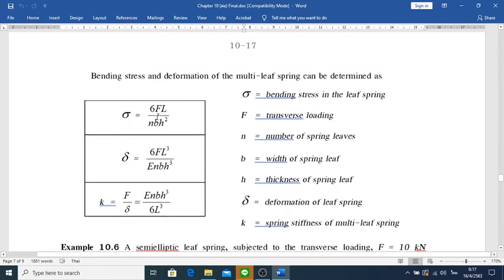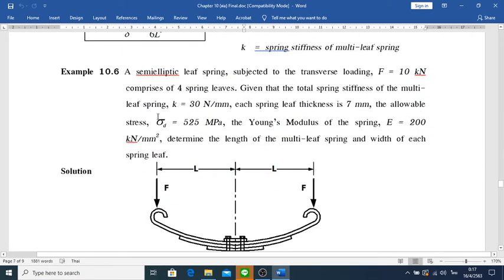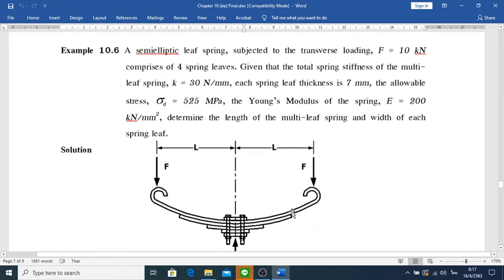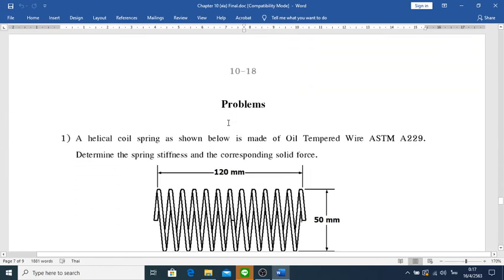This one I'm also going to skip, because you will study it more in automotive engineering and things like that. This type of spring is also called a semi-elliptic leaf spring, things like that. Okay, this is example 10.6. You may have a look at it by yourself, things like that.